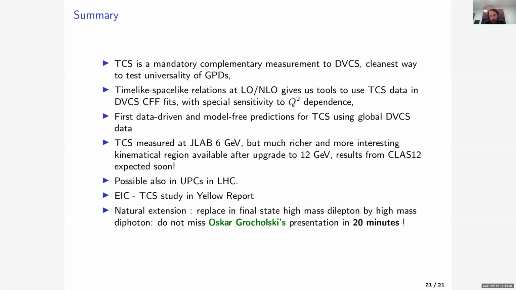We know that TCS was measured at JLab at 6 GeV, but there is data from 12 GeV coming, and we could also try to measure it at UPCs in LHC, at EIC, and TCS is part of the Yellow Report. And there's one last remark, that there is a natural extension process which is very similar but different to TCS, when you replace the final state dileptons by a high mass diphoton, like 2 photons with high invariant mass. And that will be described by Oskar Grocholski in a presentation which is 20 minutes from now, basically.